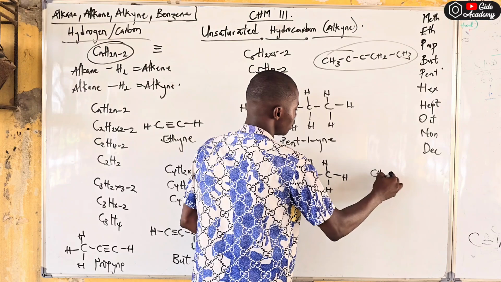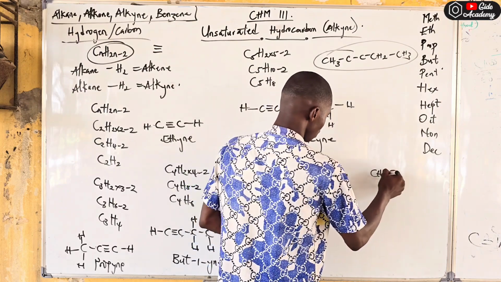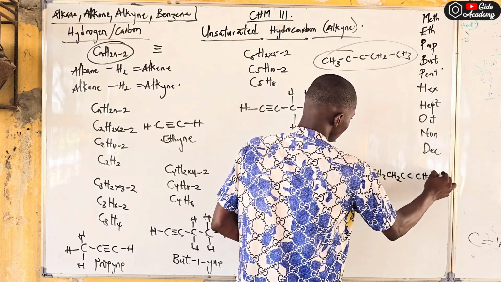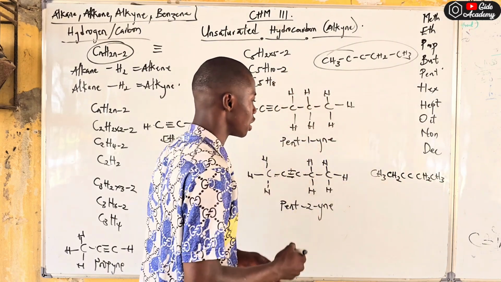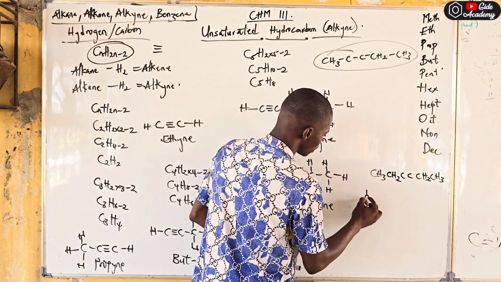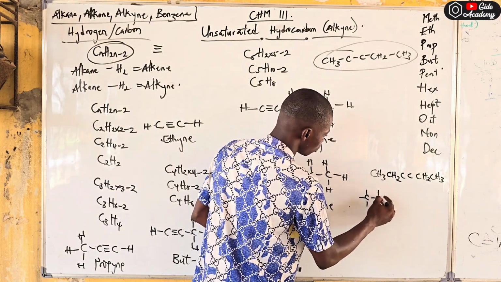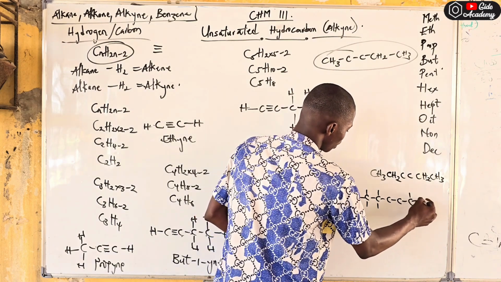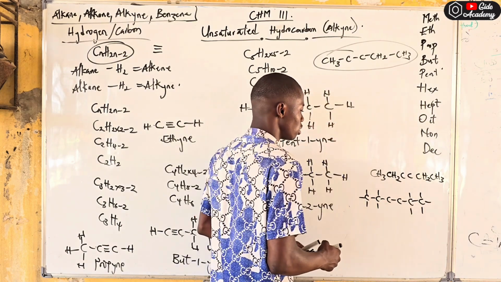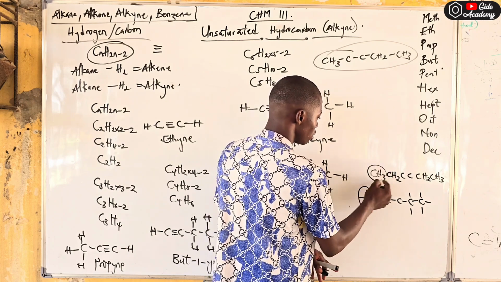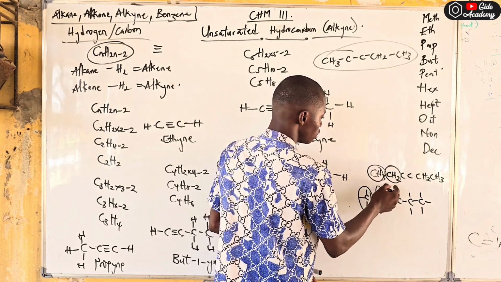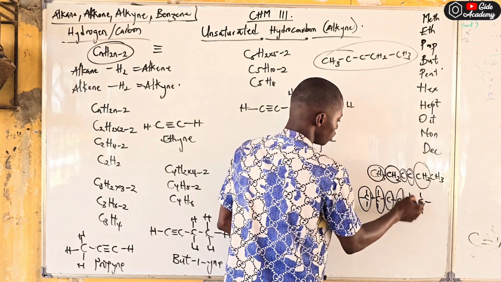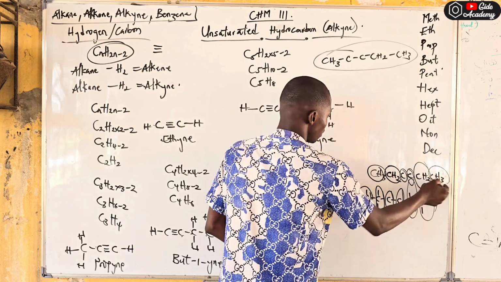Let's say we have CH3, CH2, CH2, CH3. Now, if I want to interpret this, that will be a carbon atom bonded to 3 hydrogen, bonded to another carbon atom bonded to 2 hydrogen, bonded to a carbon atom that is bonded to a carbon atom that is bonded to a carbon atom bonded to 2 hydrogen, bonded to a carbon atom bonded to 3 hydrogen.